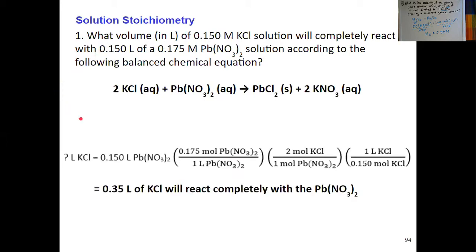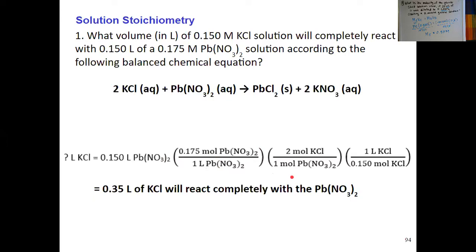Now you can do this in multiple steps, or you can do this in one step like I have it written here. So I started out with the volume of the lead nitrate, and I'm multiplying it by the molarity of the lead nitrate, okay? And we see that when I do the volume times the molarity, my liters unit cancels out, and I'm left with a unit of moles of lead nitrate.